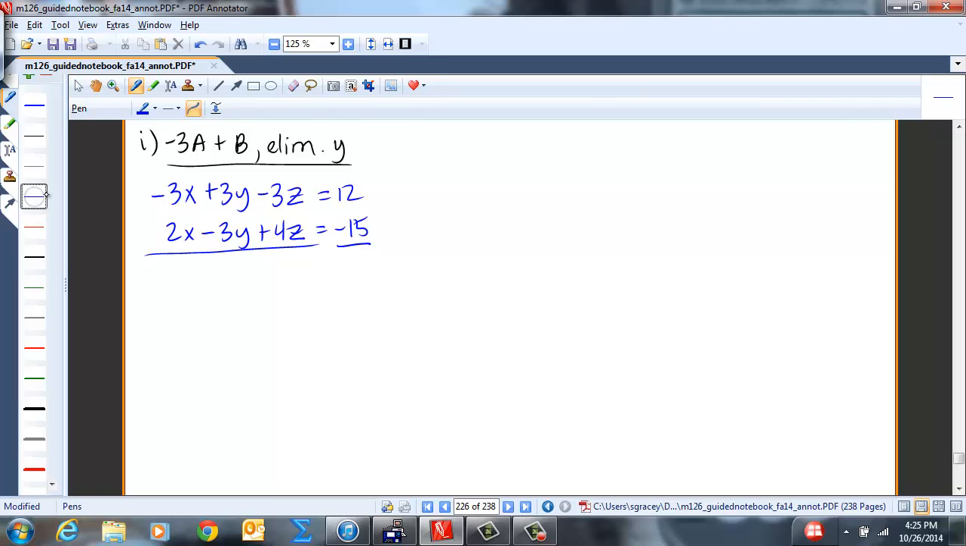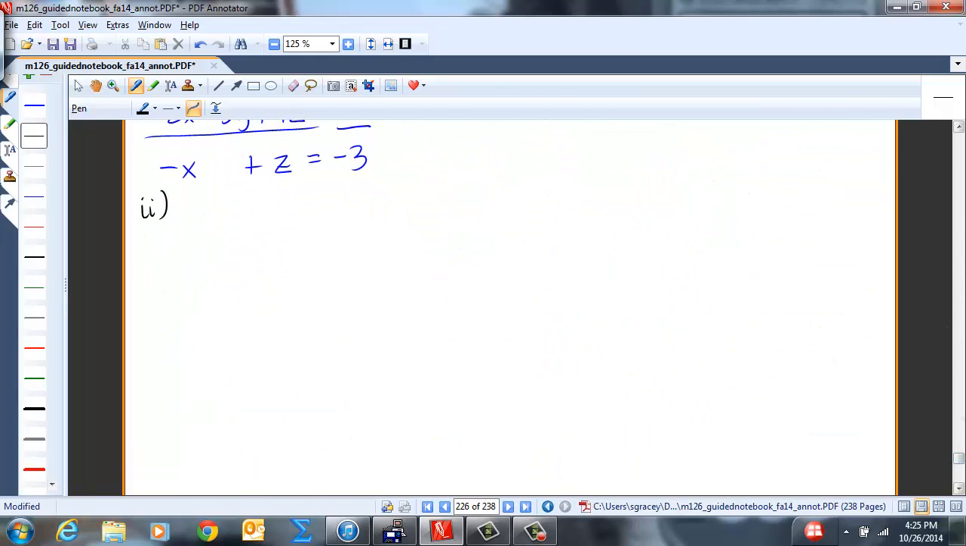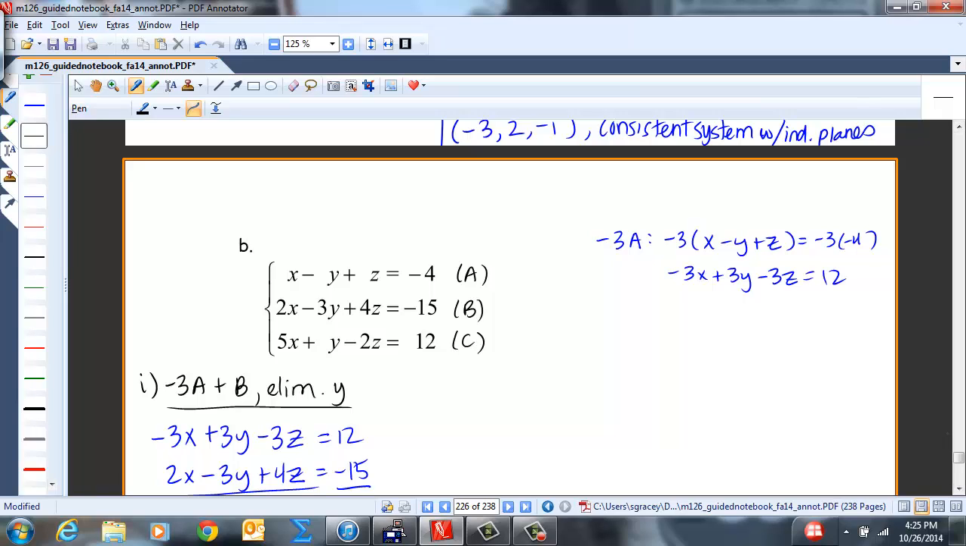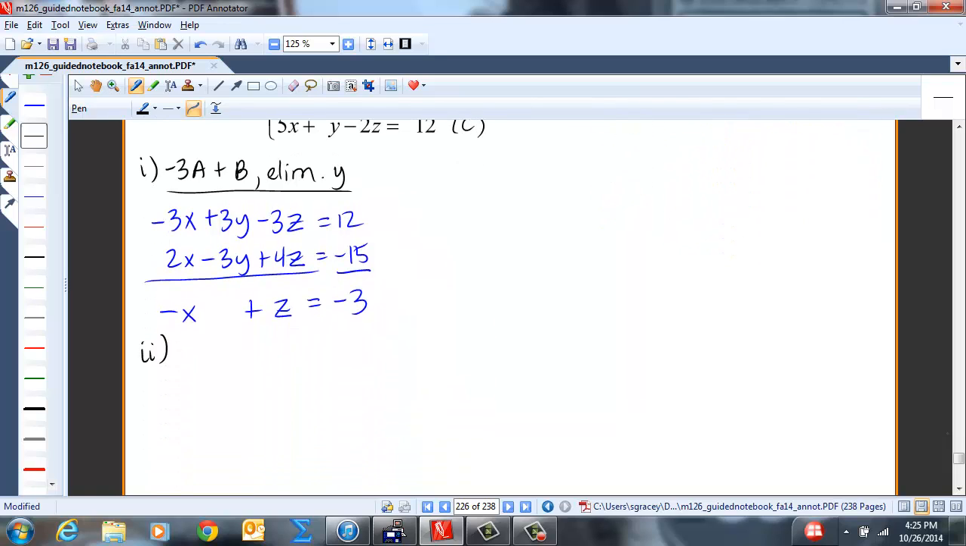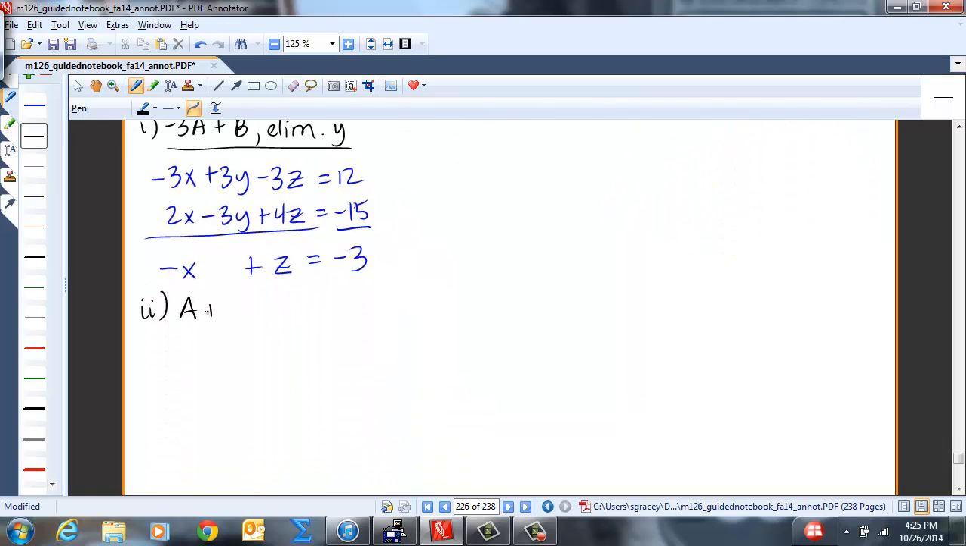Okay, so adding these, we'll have negative x plus z is equal to negative 3. So our next step is going to be we need to eliminate y again. So let's go check and see what we have. Whoops. So why don't we used a and b the first time. Why don't we go ahead and use a and c this time? And we won't need to make any adjustments at all. So we'll have a plus c, and we'll be able to eliminate y again.